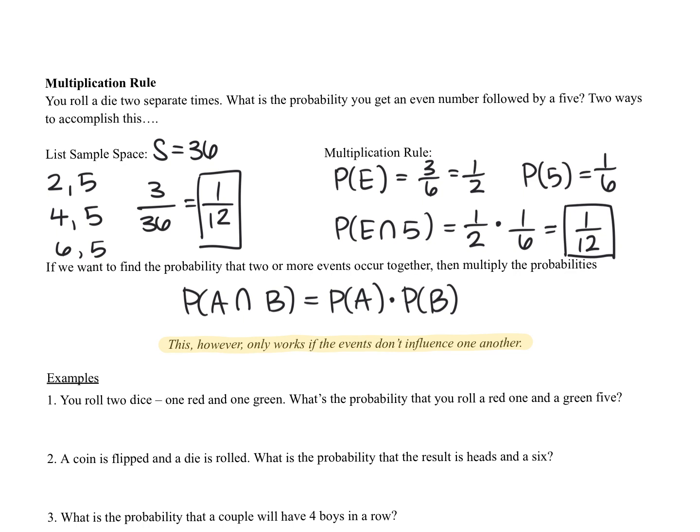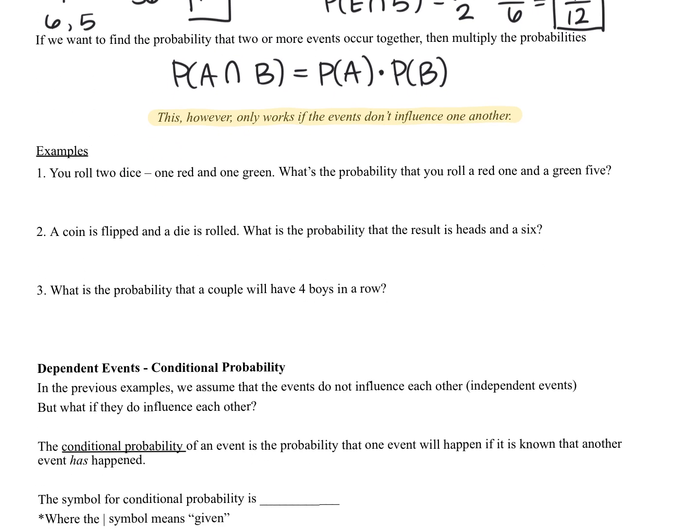So that ties with independence, which we'll talk about here in a little bit. So you can only multiply the probabilities together if the events are independent. So the probability of rolling an even number does not influence the probability I roll a 5. So I can just go ahead and multiply those together. So let's do a few examples.